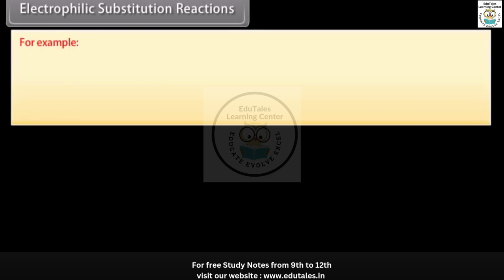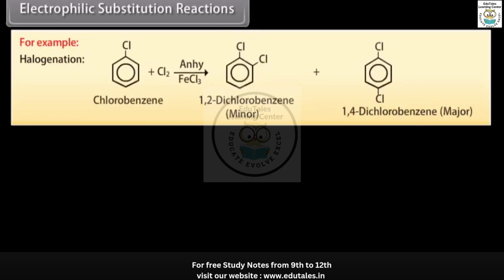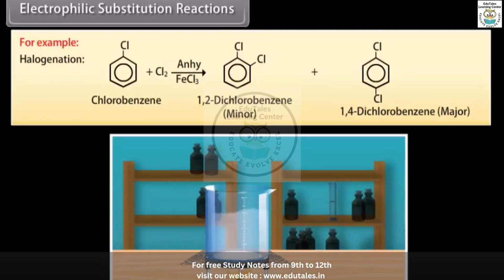For example, halogenation. When chlorobenzene is mixed with chlorine and then we add ferric chloride, it reacts to give 1,2-dichlorobenzene, which is a minor product, and 1,4-dichlorobenzene, which is a major product.